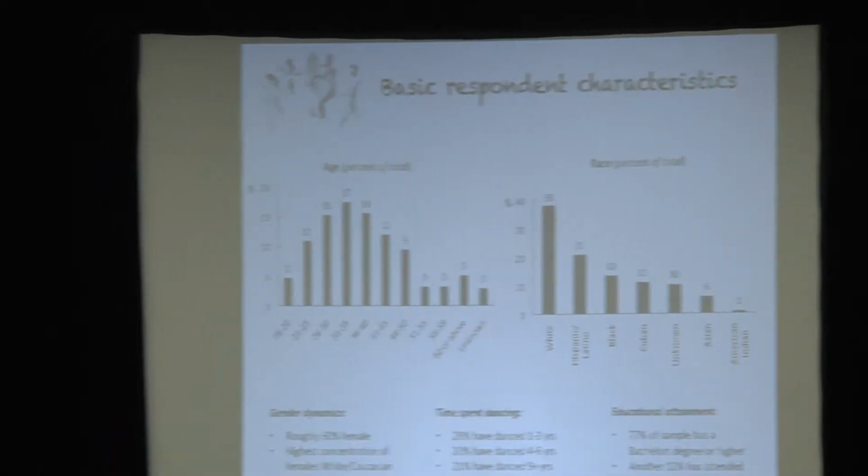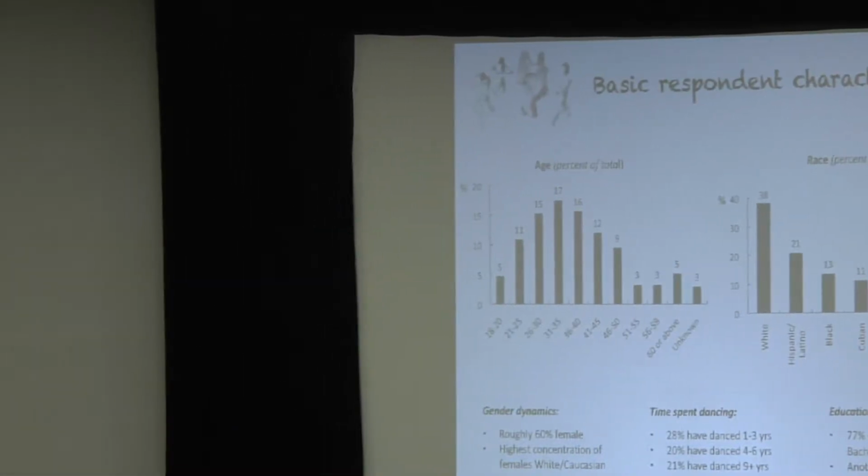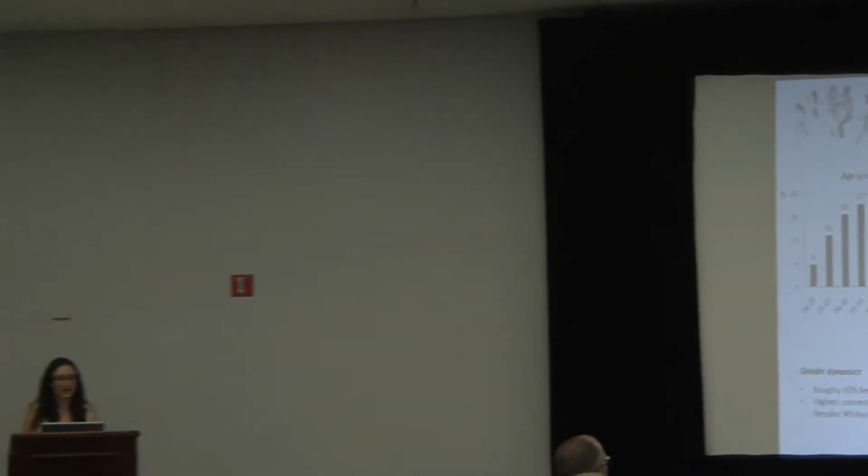There was a slight majority of females who responded to the survey, and also a very wide range of time that individuals have spent dancing. 28% had danced between 1 and 3 years, but another 20% had danced for over 9 years. The sample was also quite educated: 77% had obtained at least a bachelor's degree or higher, and another 12% had attended at least some college.